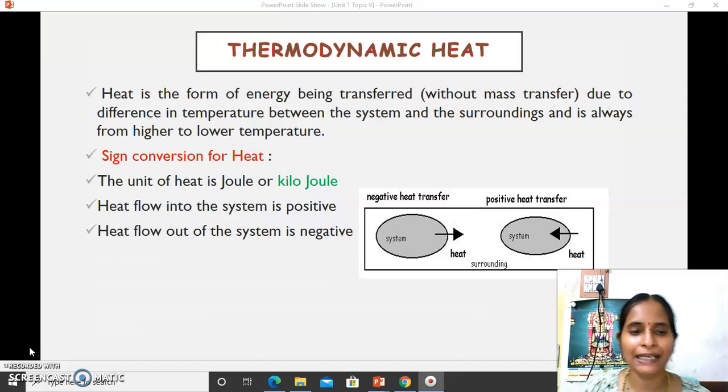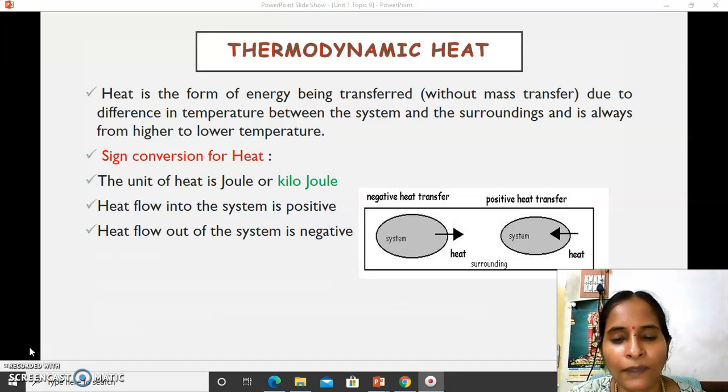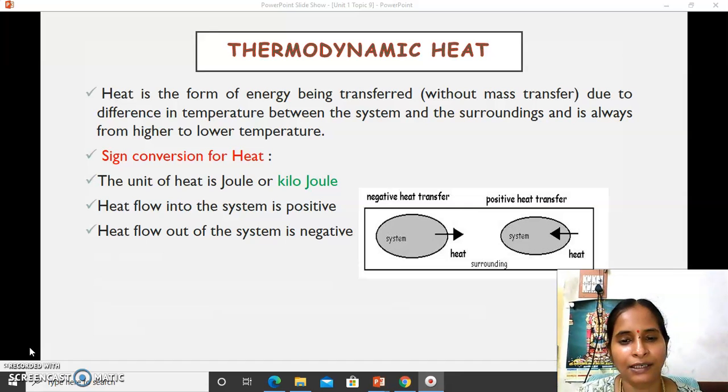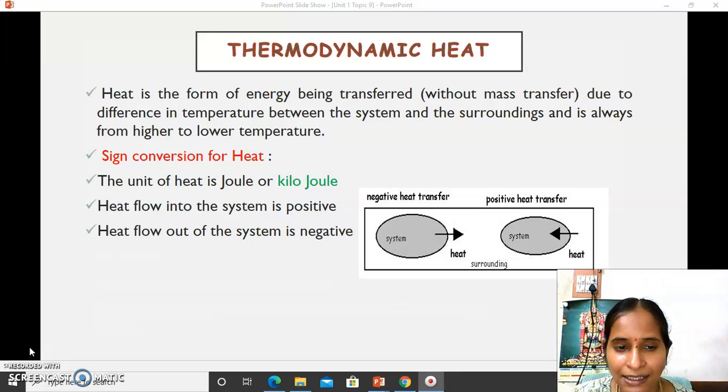Okay, sign conventions. As already we have seen, when work is taken into the system, it is negative, coming out means it is positive. The vice versa or the opposite version takes place in heat. When heat is taken by the system, or heat flow into the system, it is taken as positive, and heat flow out of the system is negative.